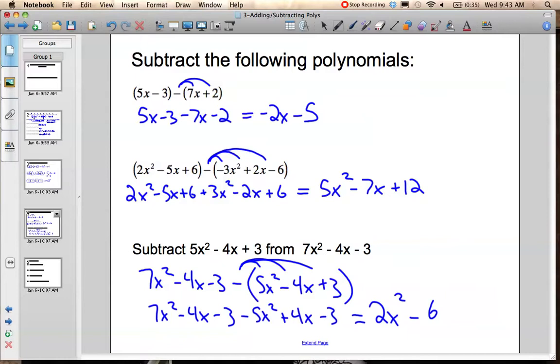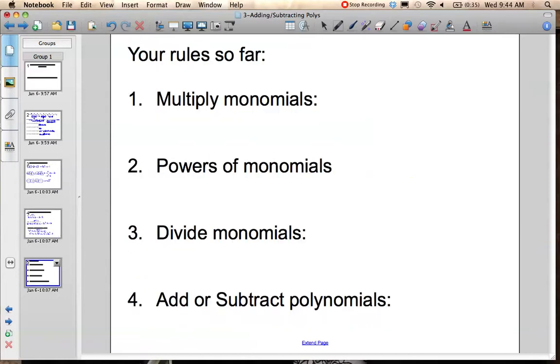And that's all, really. Do you remember some of the things we've done so far? This is kind of just like the overall refresher. I'll start at the bottom one. This is what we just did. We want to combine like terms.